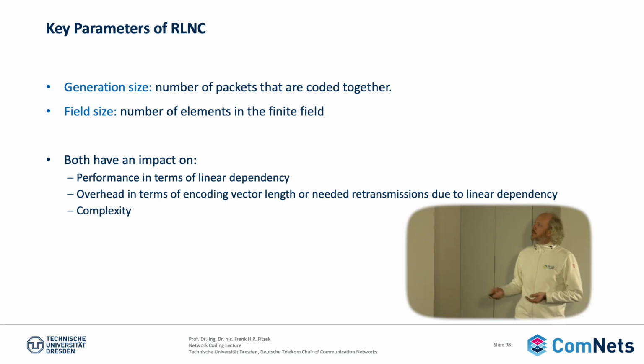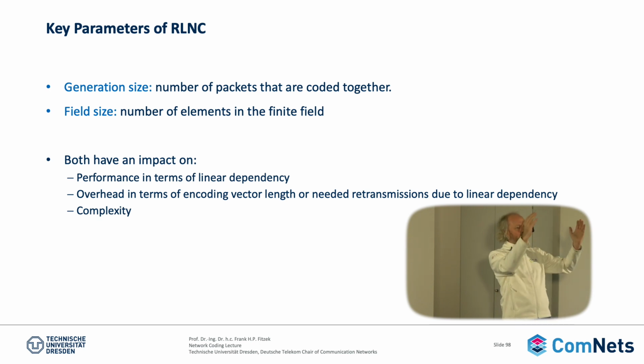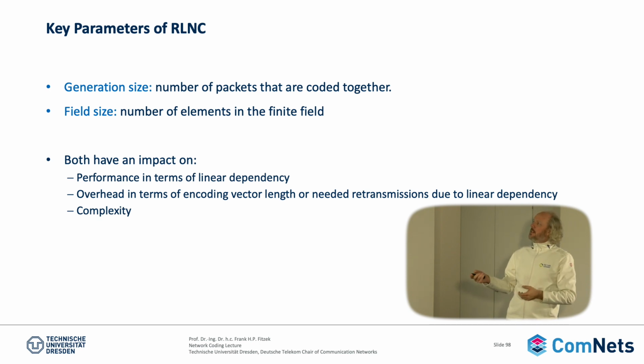And what you will learn today is the generation size. This is the number of packets that are coded together. You remember we had the coding matrix and next to it all the packets, and P1 to PG, this is the generation. So how many packets we code together may have an impact. And the field size, this is the number of elements of the finite field that we have. Binary, 2 to the 2, 2 to the 4, 2 to the 8, 2 to the 16. And these 2 are the main drivers that have an impact on the performance in terms of linear dependency.